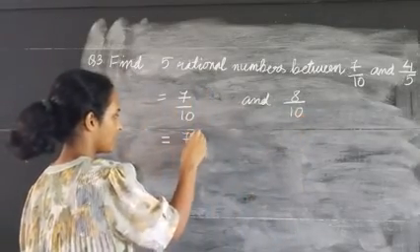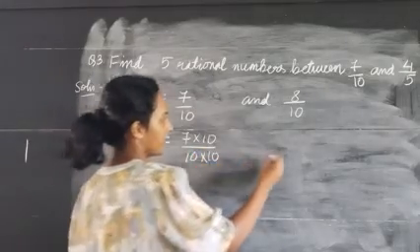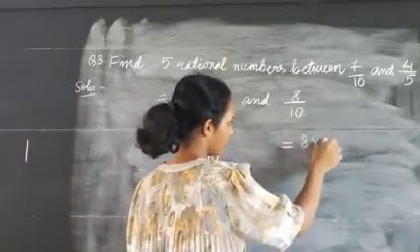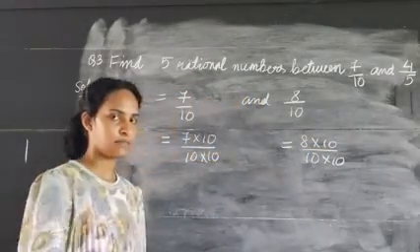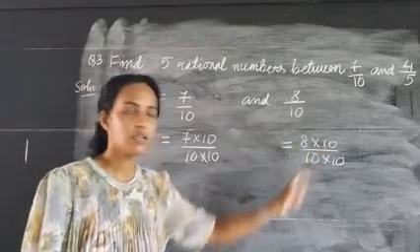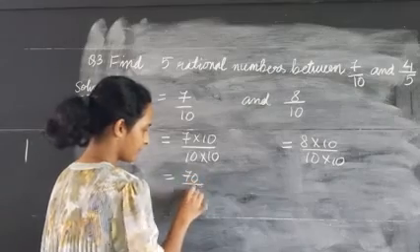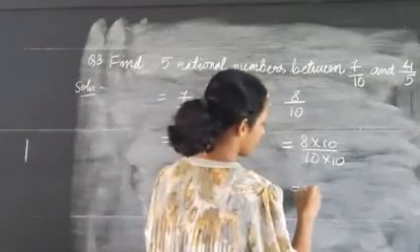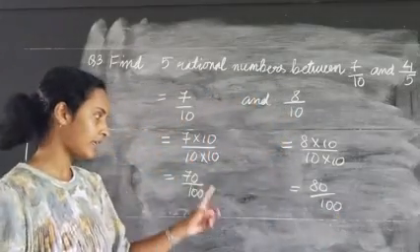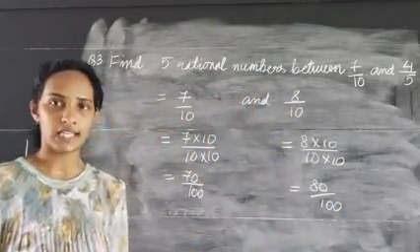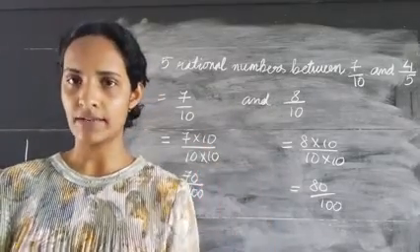So now 7 into 10 by 10 into 10, and this can be written as 8 into 10 by 10 into 10, right? We multiplied 10 to both the numerator and the denominator. Now we get 70 by 100 and 80 by 100. Now you can see that there is a 10 number gap between 70 and 80. So you can take any 5 rational numbers between 70 and 80.